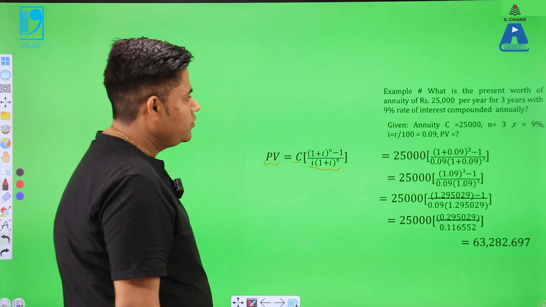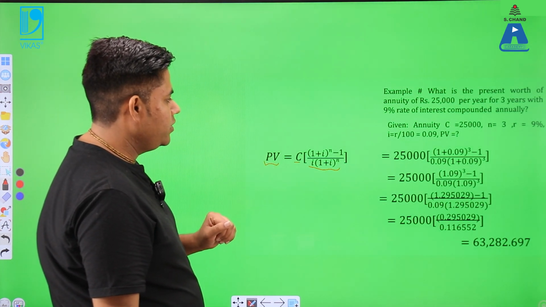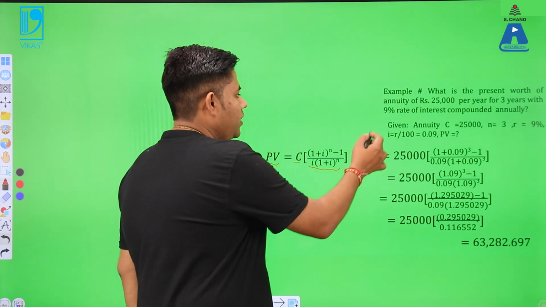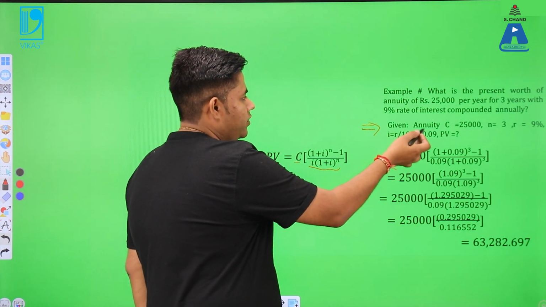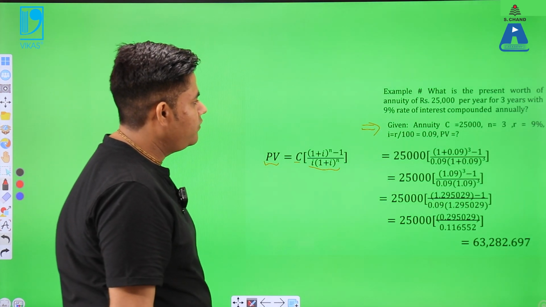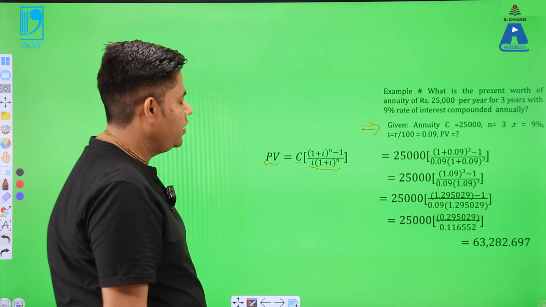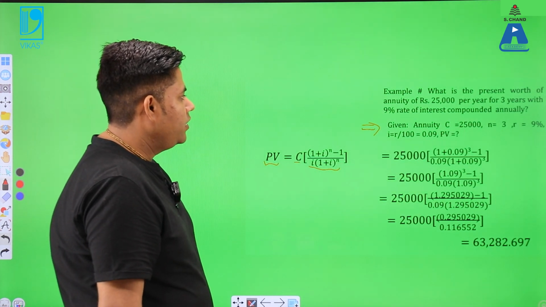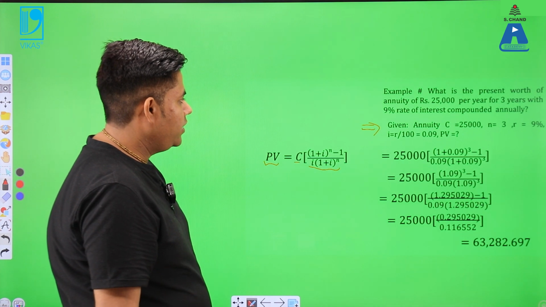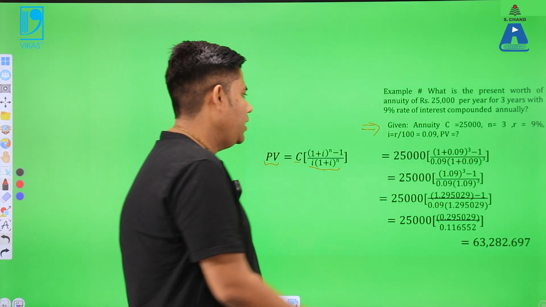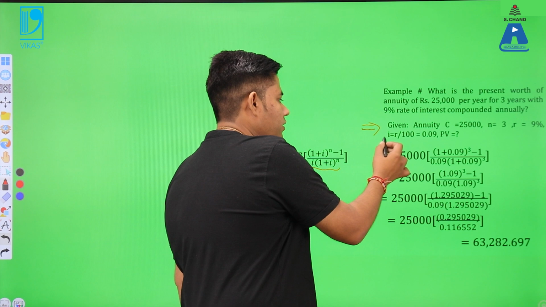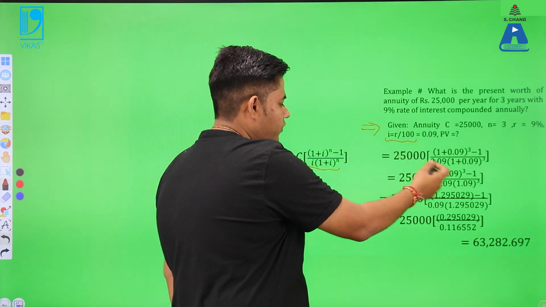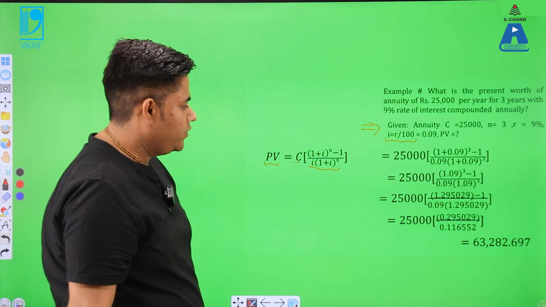The first and foremost thing is to convert the statement into the form of symbols. We have the value of the annuity as 25,000, so you can substitute the value of C as 25,000. The number of years is mentioned as 3 and the rate of interest is 9%. From that R value you can find the i value, and putting everything in the formula you will get the present value of the annuity.